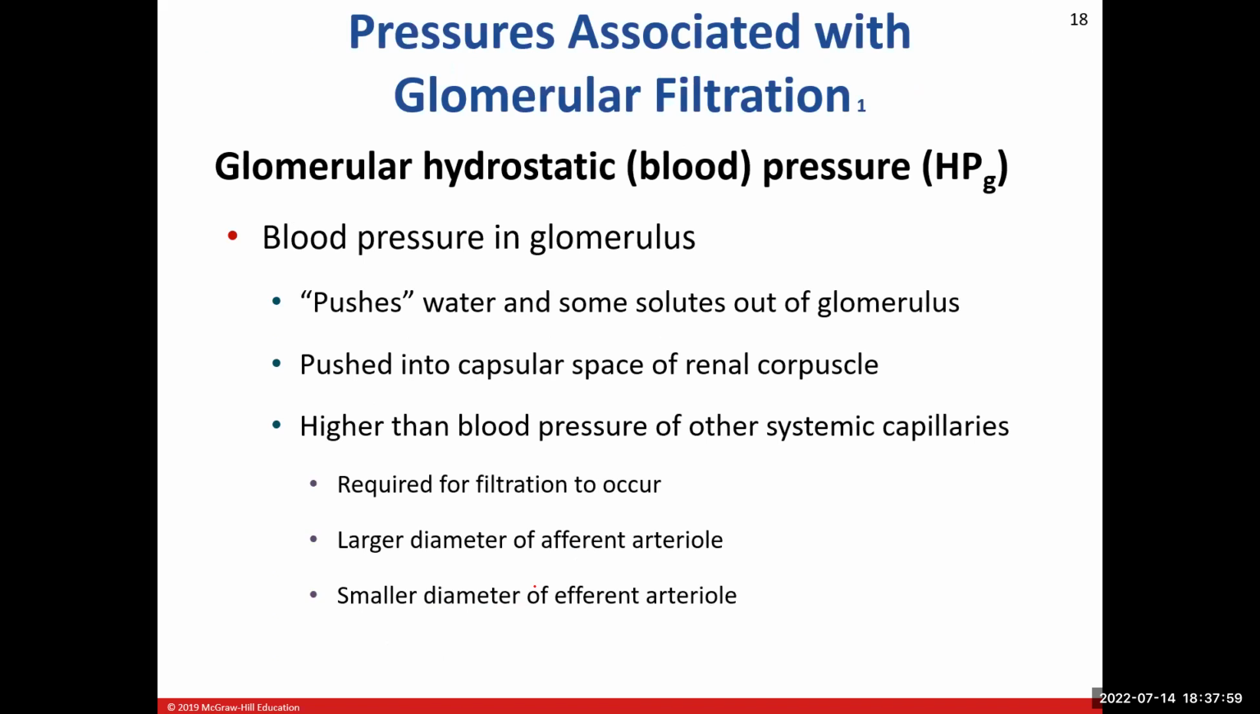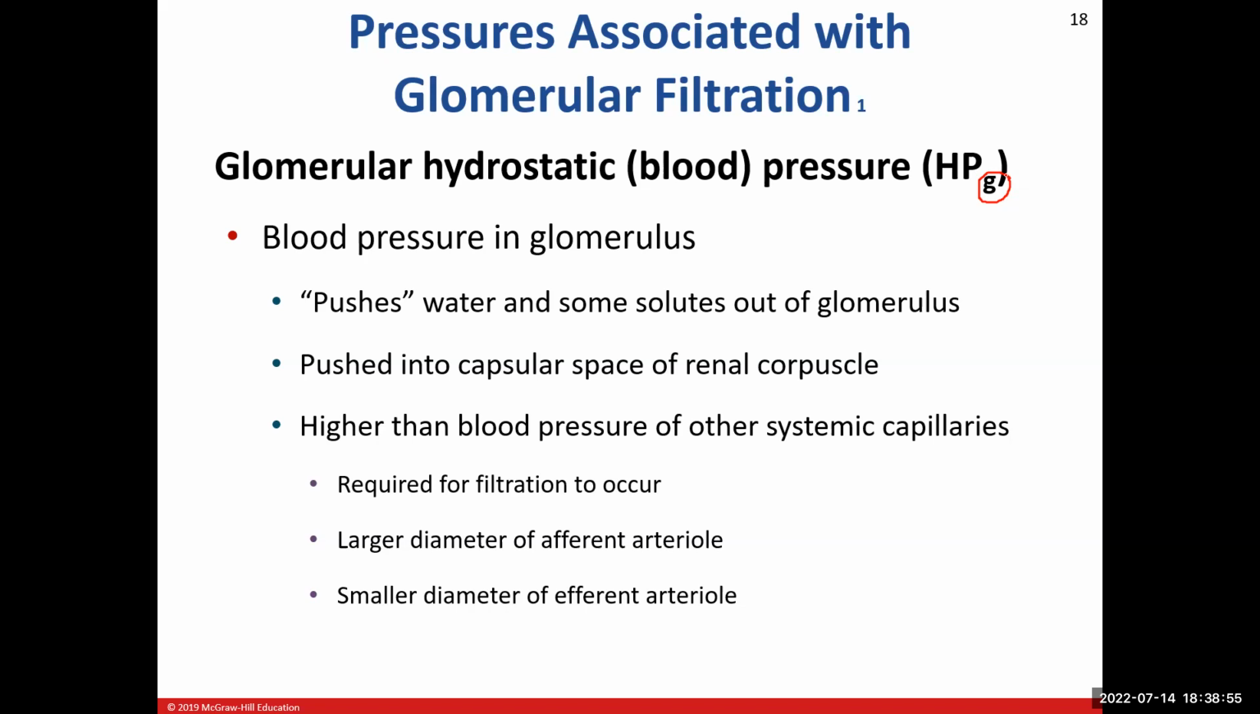Okay, so that brings us to our pressures. When we're talking about our glomerulus, we have items that move across this filtration membrane utilizing a pressure gradient. So here now we're going to talk about that pressure gradient. You've heard the term before, hydrostatic pressure. In the glomerulus, we give our hydrostatic pressure the term glomerular hydrostatic blood pressure, and you can see the subscript of the G there. And so this is essentially the pressure inside of the glomerulus in those capillaries that is going to be pushing that material out of the capillaries across the filtration membrane and into the capsular space there.